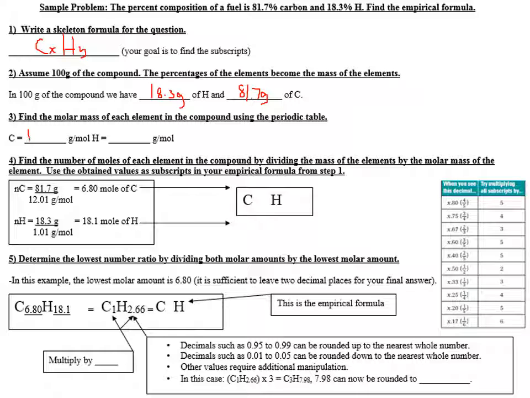We can go find our molar masses in the periodic table: 12.01 grams per mole for carbon and 1.01 for hydrogen. And we can put our numbers in and do our calculation to find our number of moles. Let's just make sure that's right. So we had 81.7 grams of carbon divided by 12.01, and it gives us 6.80. That's right. And then hydrogen, let's try that out. 18.3 divided by 1.01, and it gives us 18.1 moles. So we write that in here. We have 6.80.